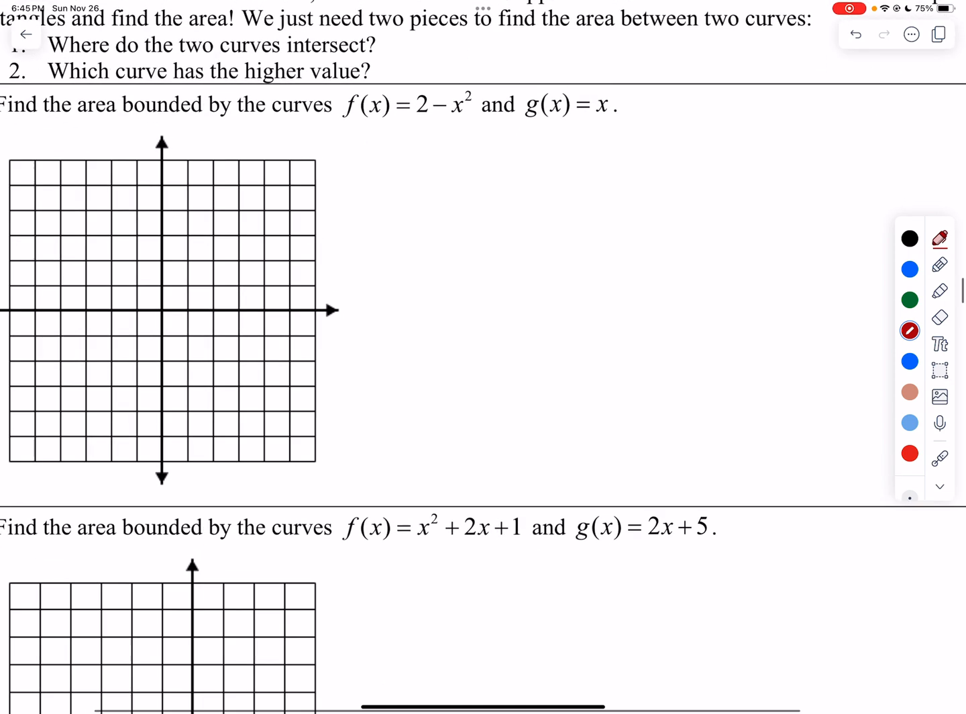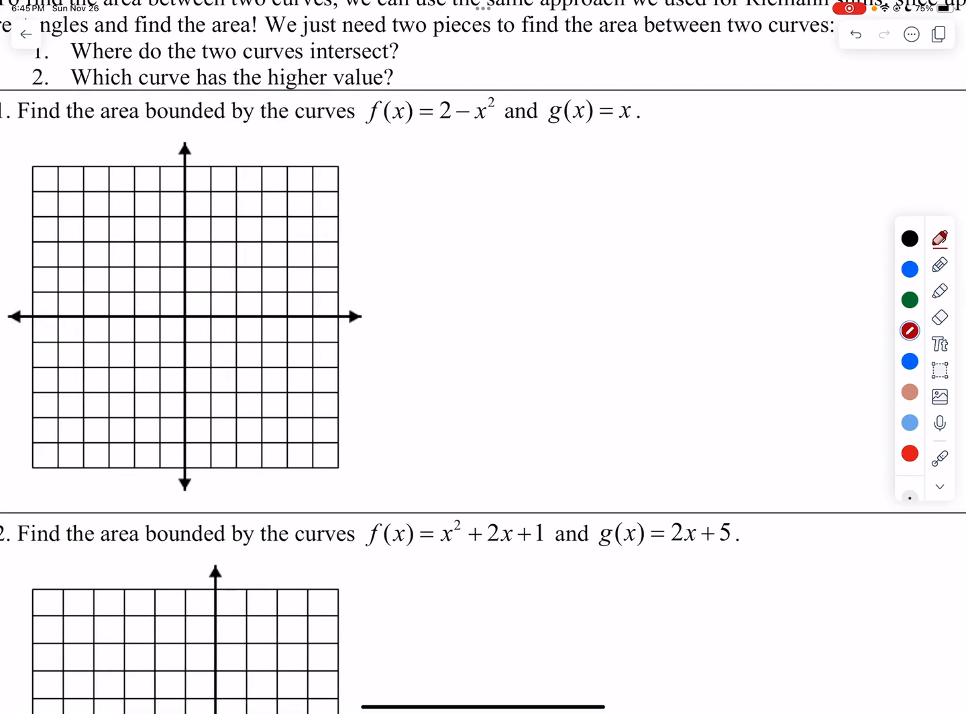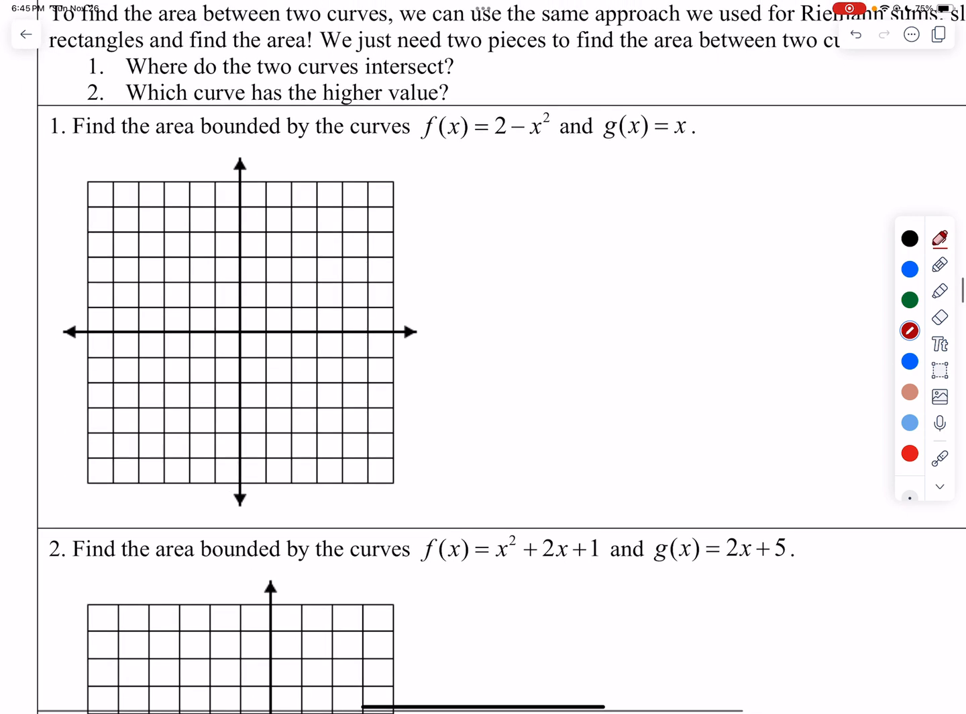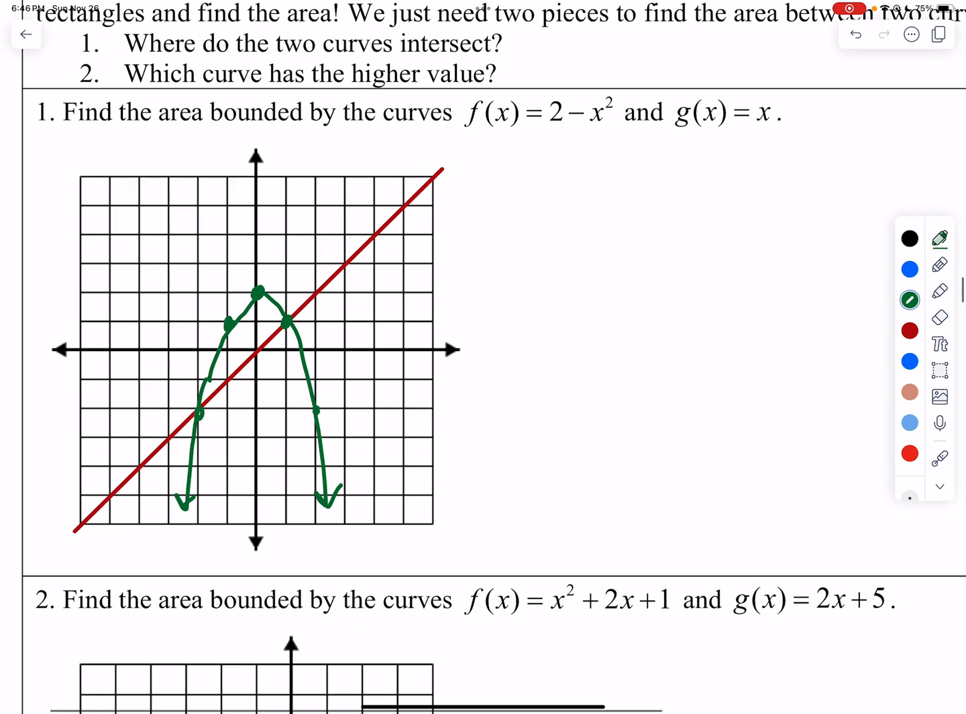So here, we want to find the area bounded by the curves of 2 minus x squared and x. I'm going to graph x, since that's the easiest. And then I'm also going to graph 2 minus x squared. That's going to be your simple baby parabola. So it looks something like this right here. Now, what we are going to do is find the area bounded by the curves. So it's going to be this purple region right here.